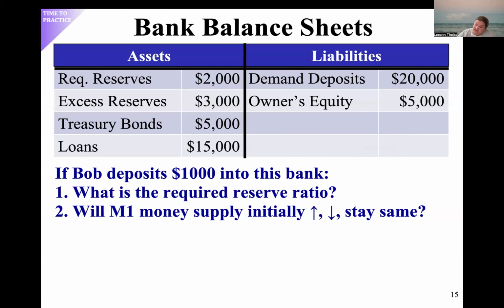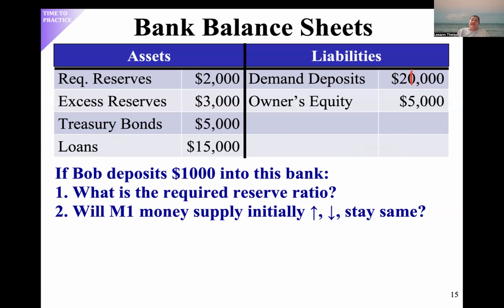Okay, so they gave us the scenario and they said that Bob, our good friend Bob, deposits $1,000 into this bank. So if he put $1,000 into this bank, that means now, let me change color. Let's put it in red. Now we have $21,000 over here in demand deposits.